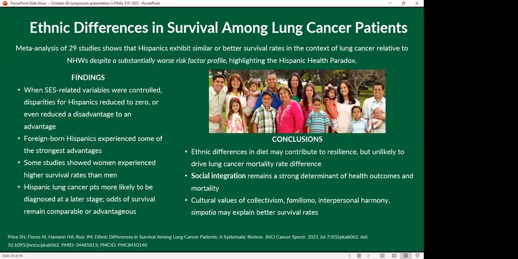So let's not put aside the importance of that social integration, the value of collectivism, social care, and integration when it comes to health.